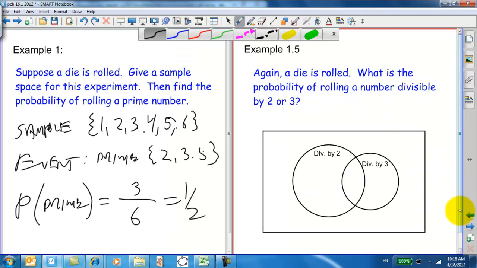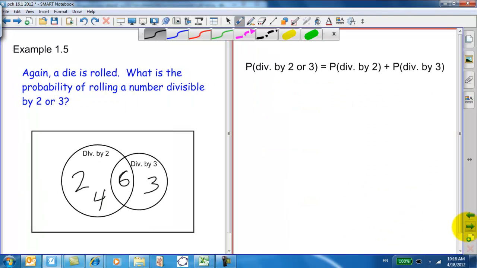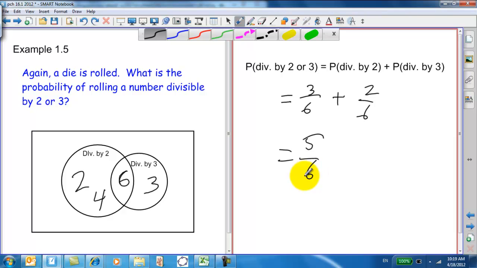Now, example 1.5 here, I added something in here. Again, a die is rolled. What's the probability of rolling a number divisible by 2 or 3? Well, notice that there's some overlap here because 6 is divisible by 3 when you're rolling a die. So is 3. And we have 2 and 4 here in this set. So here's the divisible by 2, and here's the divisible by 3's. Notice that overlap. So if we take the probability divisible by 2, that's 3/6. The probability divisible by 3 is 2/6. And we end up with 5/6, which is wrong.